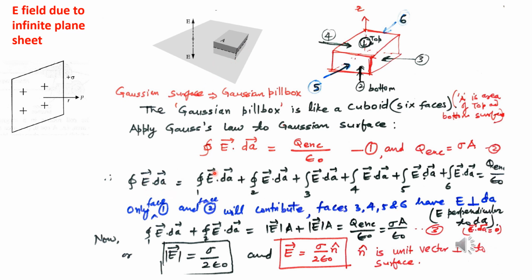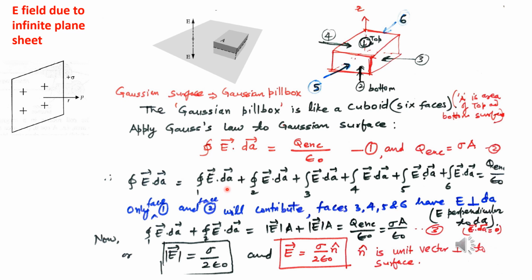Now the integral of E dot dA: there are 6 surfaces. One is the top, 2 is the bottom, 3 is the right, 4 is the left, 5 is the front surface, and 6 is the back surface. So we will add up all of these: E dot dA for 1, 2, 3, 4, 5 and 6. Only the contribution from the top and bottom surfaces remains, because in that case the E vector and dA vectors are parallel.